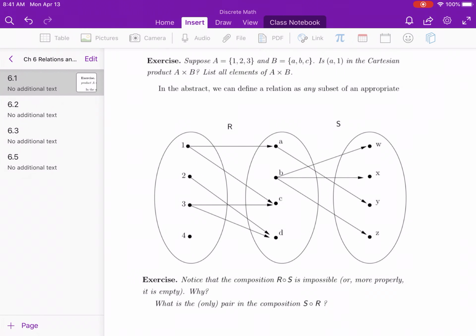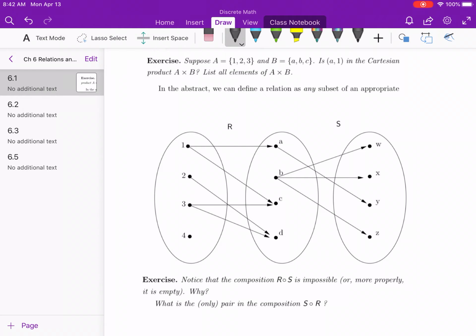All right, let's look at these exercises from 6.1. So 6.1 is all about telling you about relations. What are relations? How do they work? What kinds of things go on with relations? Where we're eventually going to get to is functions, but relations are a little bit broader.